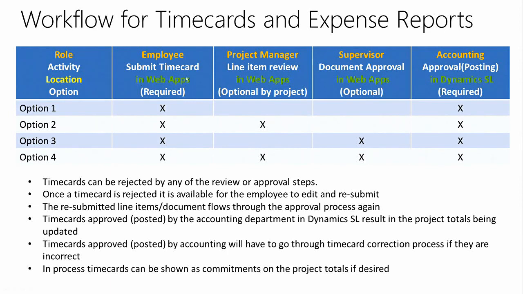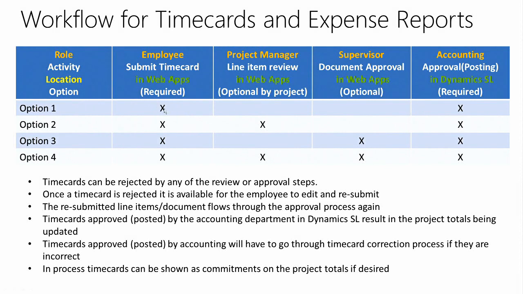And then I included the location of where this occurs. So you can see many of these options occur in web apps. The employee submits their time card, the manager reviews the line item, the supervisor approves the document, and then the final step is within Dynamics where it's posted. And then I also mentioned if they're required or optional. So let's go through this chart and identify how this works.